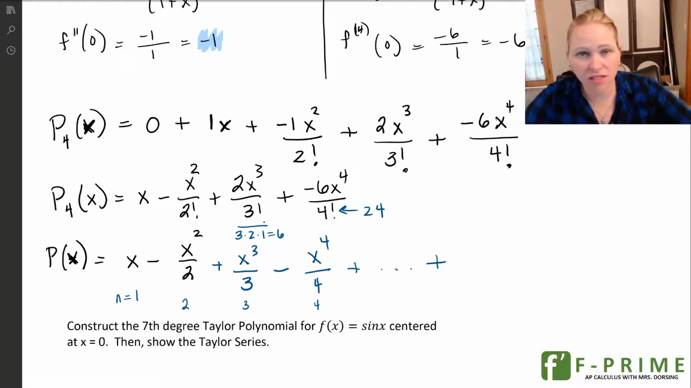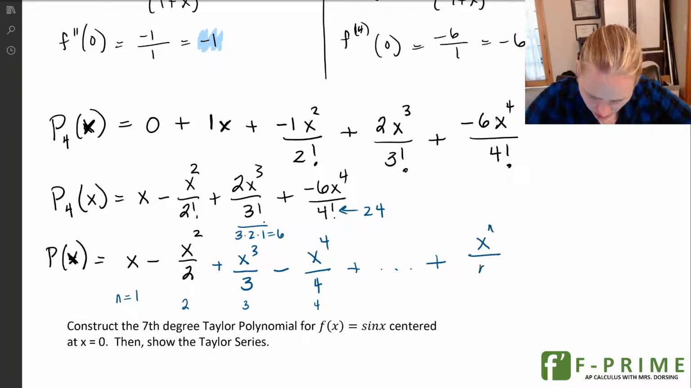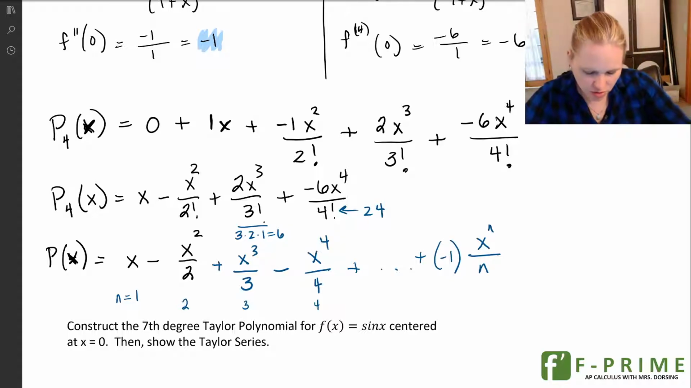Notice the exponent and the denominator are the same. So what I'm going to do is say, well, it's just x to the n over n. But then because the sign is alternating, I'm going to throw a little alternator in there, negative 1. Now, here's where it gets tricky. I have to decide, is it to the n or is it to the n plus 1?